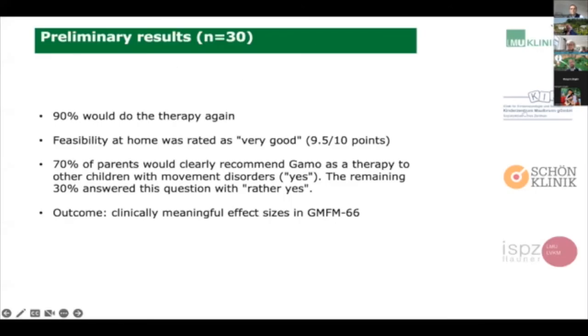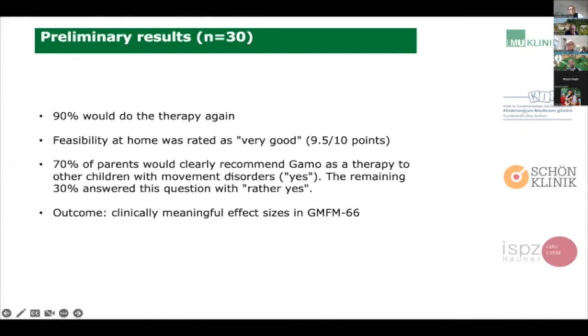We did a survey by the patients and parents afterwards, and it was really overwhelmingly positive. Over 90% would do the therapy again. The feasibility was really good, 9.5 out of 10 points. And 70% would really recommend the therapy to other children with movement disorders. The remaining 30% answered this question with "rather yes." There were no patients or parents at all who would not recommend the therapy.